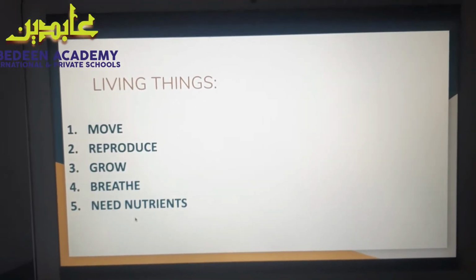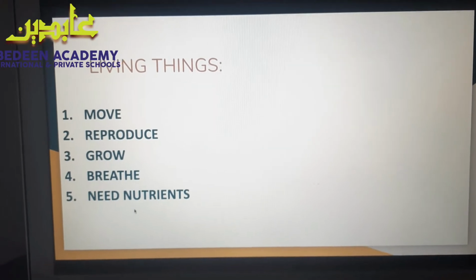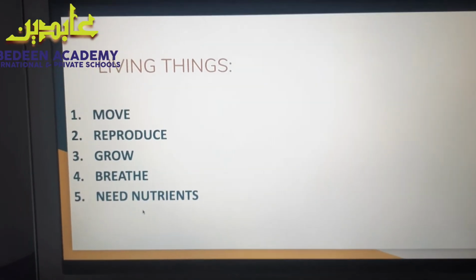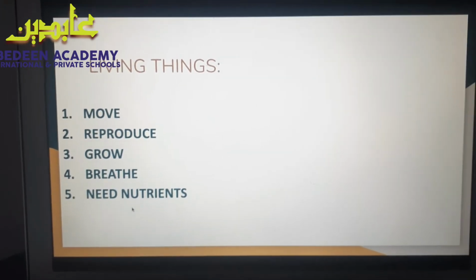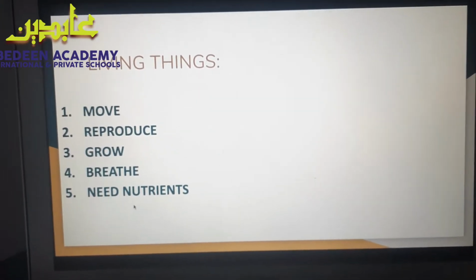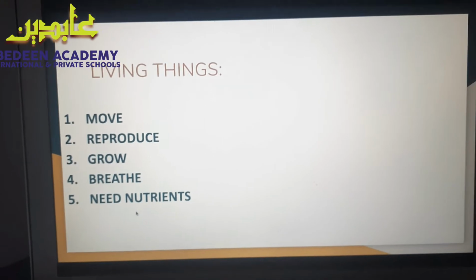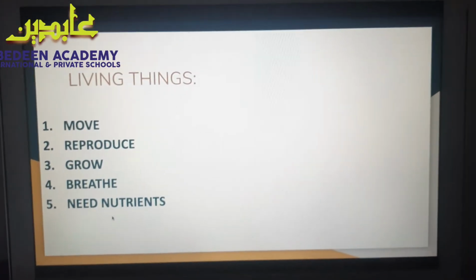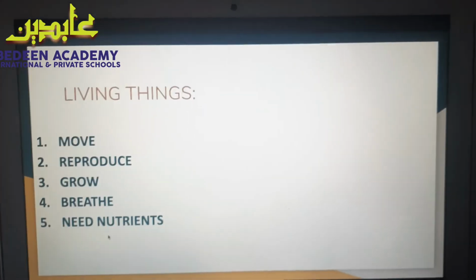So remember these 5 things. Living things, they need to move. They need to reproduce, right, or have babies. They need to grow from small to big. They need to breathe, and they need to have nutrients, right?